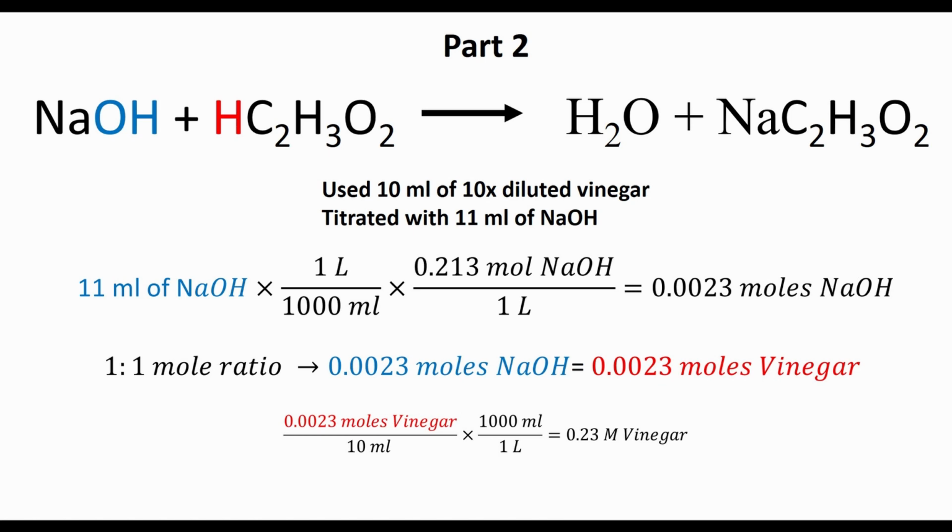However, that Erlenmeyer flask contains 10 times diluted vinegar from the Publix jug. So to figure out the concentration of the vinegar in the Publix jug, we take our concentration from our Erlenmeyer flask and we multiply it by 10. Therefore, that means that the concentration of vinegar in the Publix jug is 2.3 molar or 2.3 moles per liter.